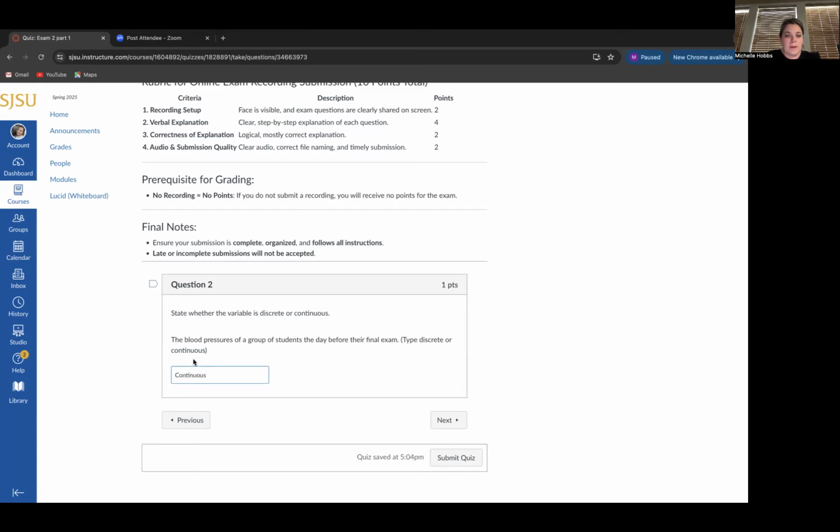Continuous. I'm going to put continuous because it is a group of students, because blood pressure of a group of students the day before their final exam is continuous because the variable is constantly going, constantly moving.